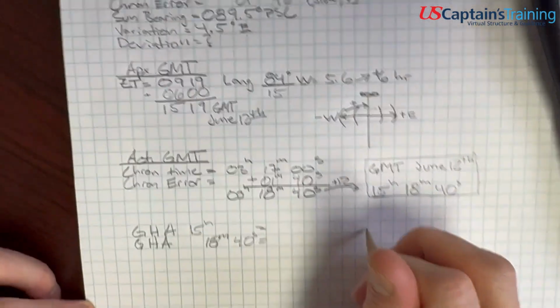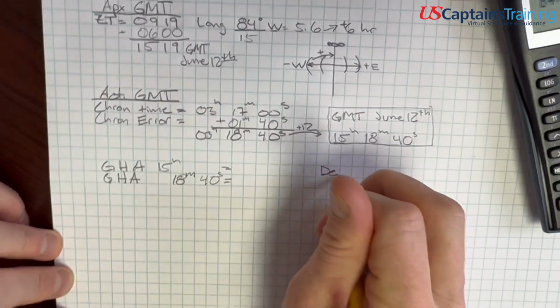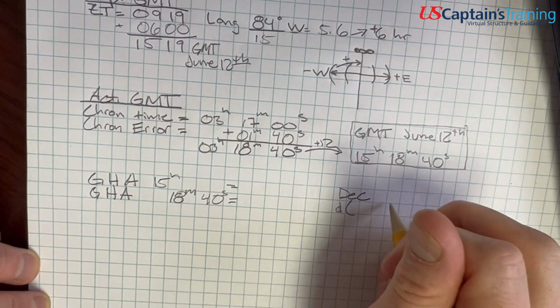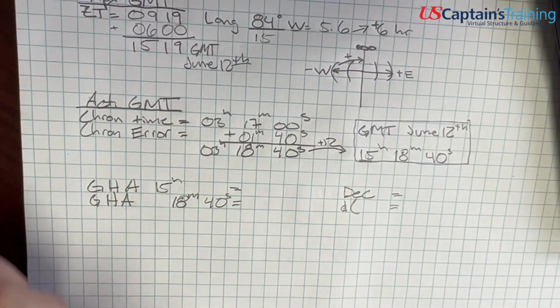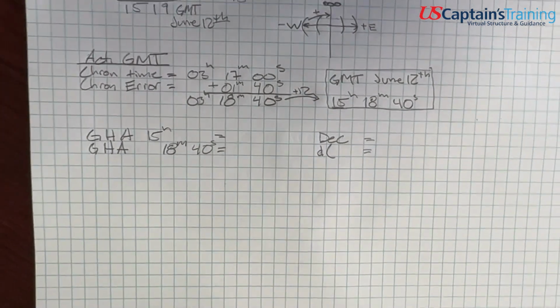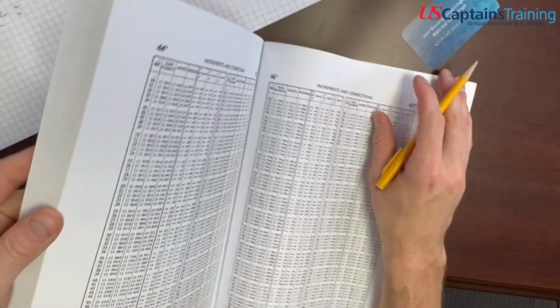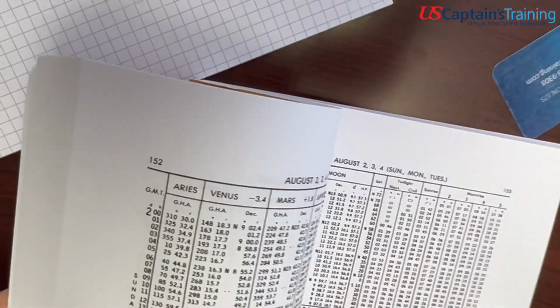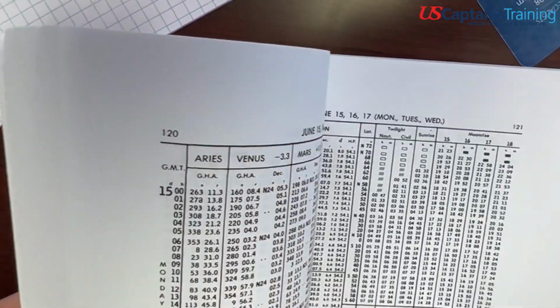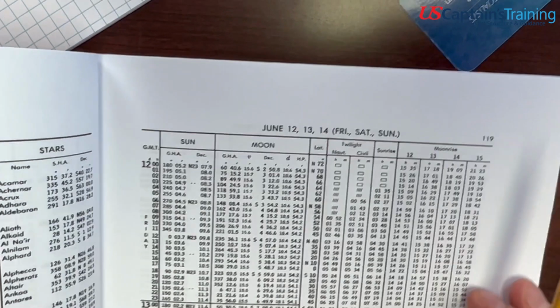And then right across from those values is going to be the declination and our D correction, so we'll get those as well. We're set up here to get into the Nautical Almanac. We need June 12th. October, August, June 21, June 18, June 15, June 12th.